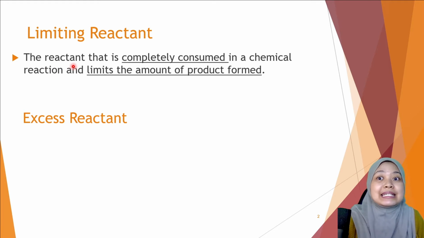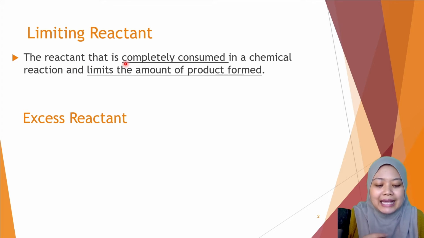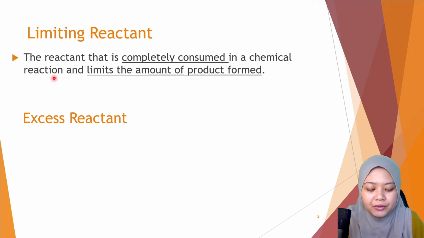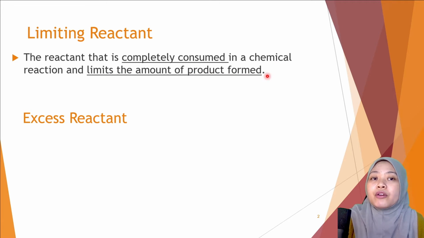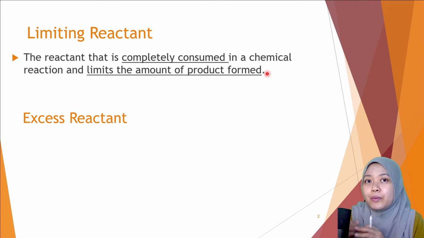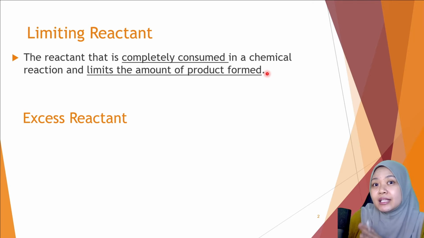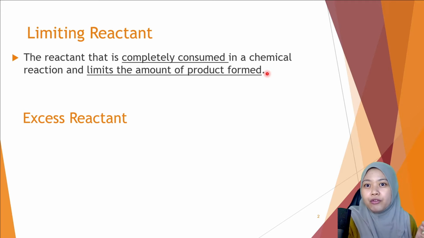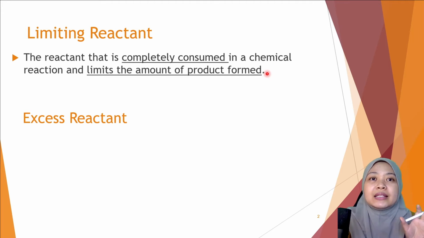Limiting reactant is the reactant, okay, we are focusing on the reactant side, that is completely consumed in a chemical reaction and limits the amount of the product formed. That means at the end of the reaction, the reactant that we call limiting reactant, dia akan habis. Tiada baki. 100% become a product. How many product form? Berapa banyak yang dia ada? Itulah berapa banyak jumlah produk yang akan terhasil.